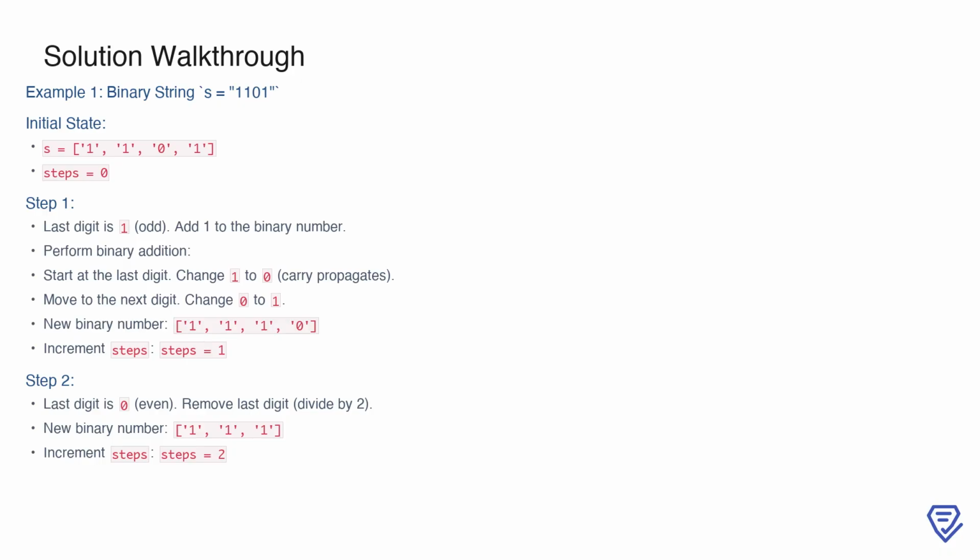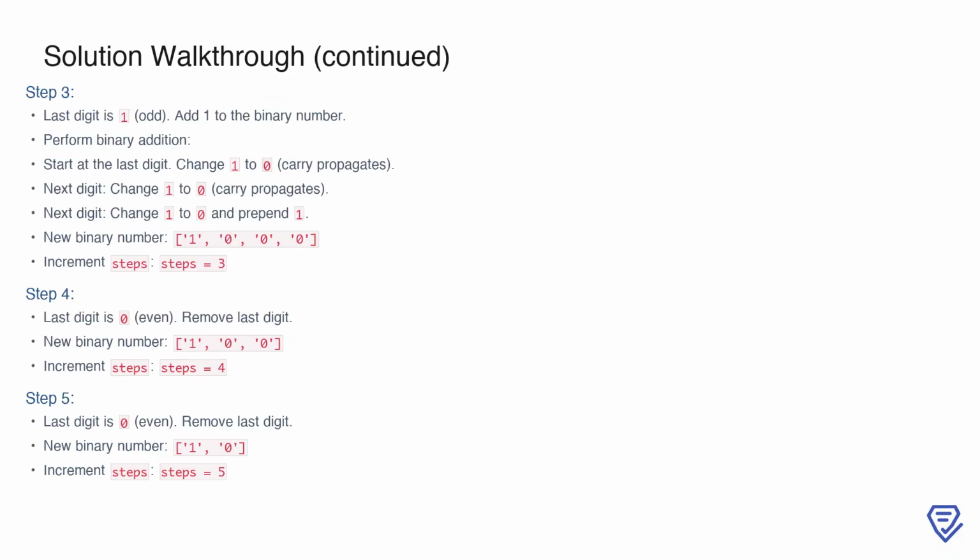In the second step, the last digit is now 0, which is even. For even numbers, we remove the last digit, which is equivalent to dividing the binary number by 2. The new binary number is 1, 1, 1, and we increment the step counter again to steps equals 2.